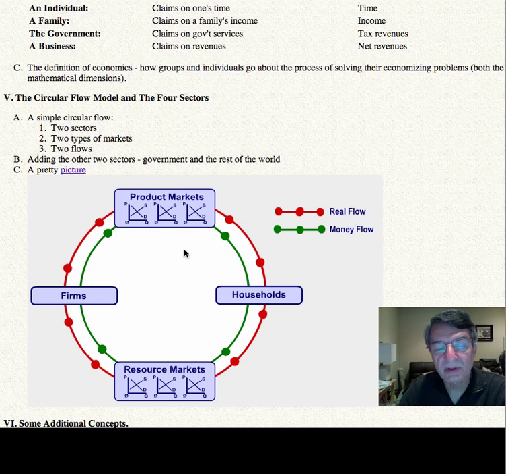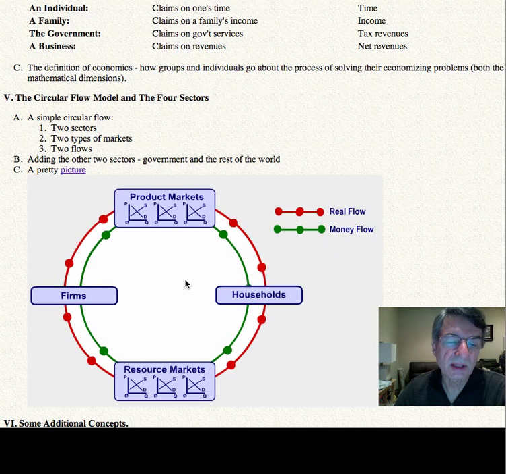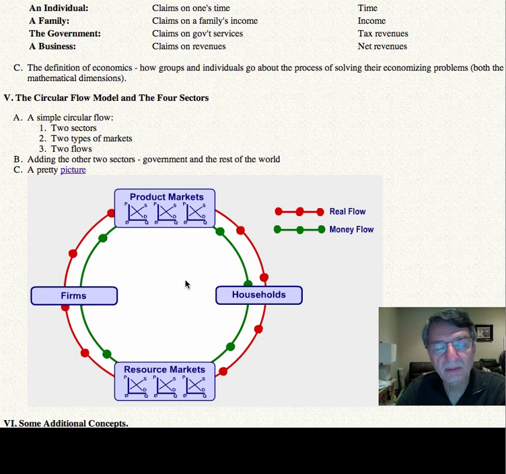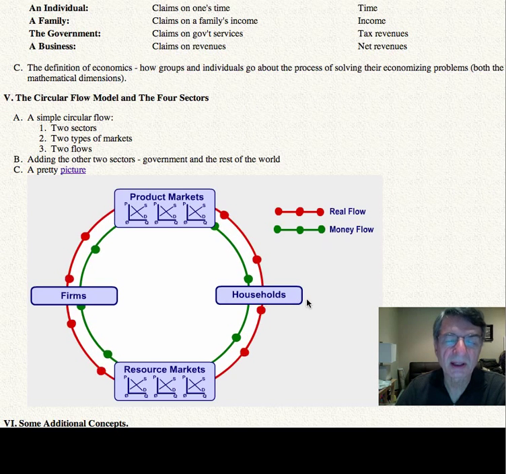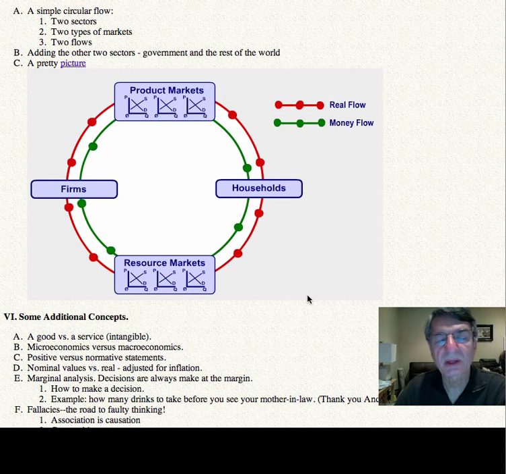Now, this is the simple circular flow. In macro, we normally add the two additional sectors of government and the foreign sector, and that makes it a little more complicated, but this is a very nice introduction to how the economy works, the simplest picture you can draw of an economy.